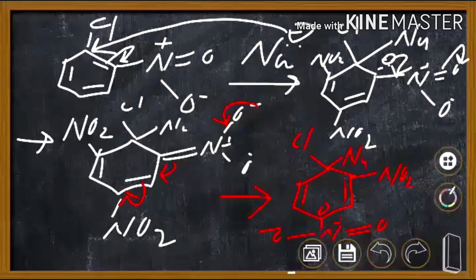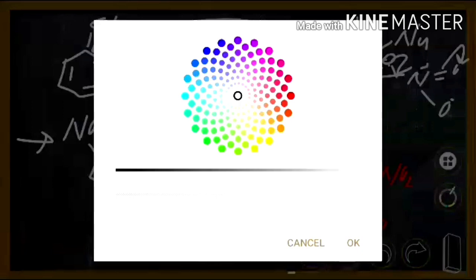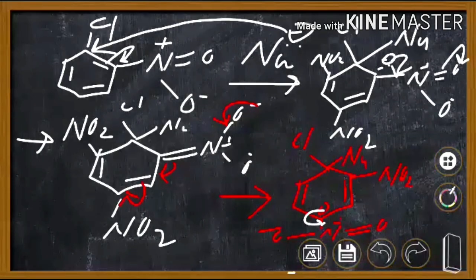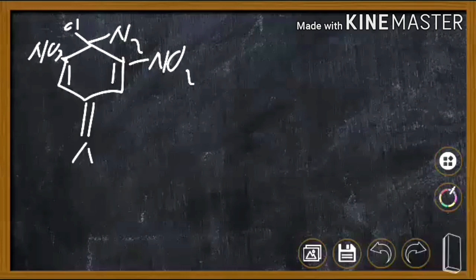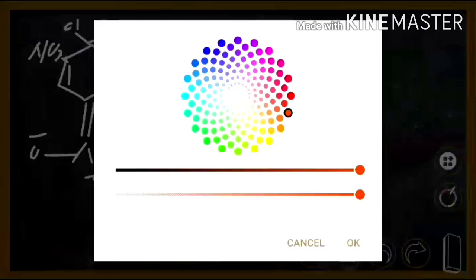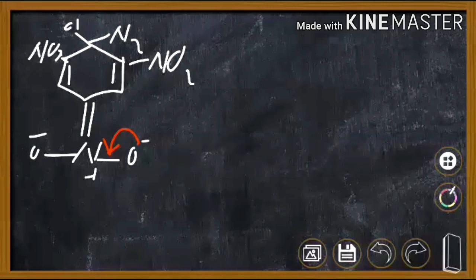Now your negative charge is here, right? So what will happen? This negative charge shifts onto this C=N double bond, and this double bond moves onto this oxygen. Now finally you can have a structure like this: Cl, nucleophile, double bond, here your NO2, and here your NO2. Here you have double bond N O minus, plus, right. Now what will happen? Again it comes back to the ring, shifts, and this moves on to this carbon.